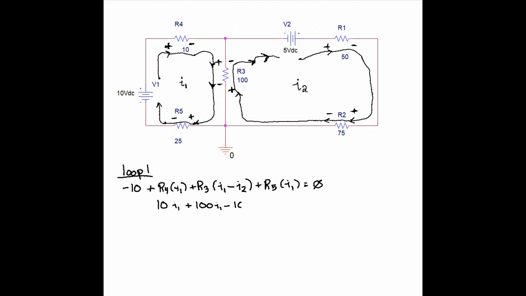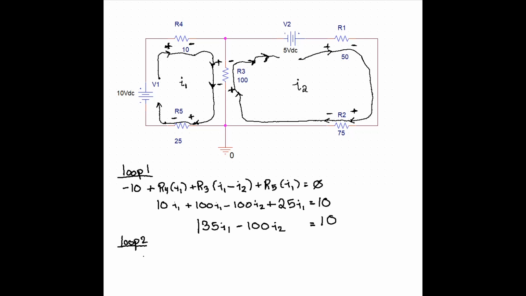R3 is going to be I1 minus I2. The reason is that, from the perspective of loop 1, which is what we're doing right now, the voltage drop across R3 is going to be I1 minus I2. The loop current I1 is going clockwise. The loop current I2 also goes through R3, but in the opposite direction. So that's why we have I1 minus I2.